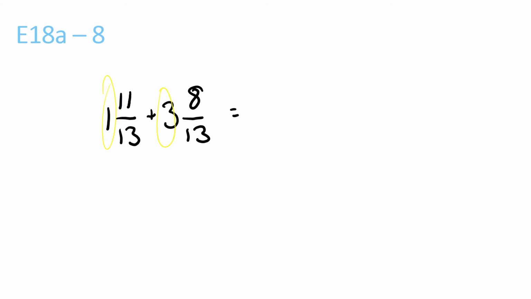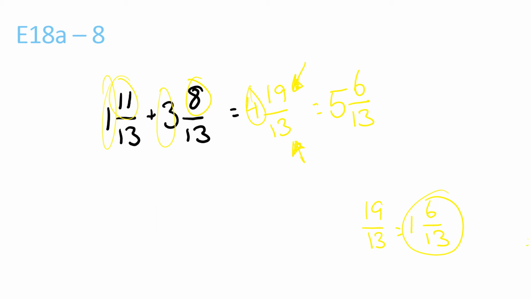1 plus 3 is 4. 8 plus 11 is 19 over 13. The top one's bigger than the bottom one, so you can reduce it more. So 19 over 13 is equal to 1 and 6 over 13. So you get 1 and 6 over 13 plus 4, which is equal to 5 and 6 over 13.